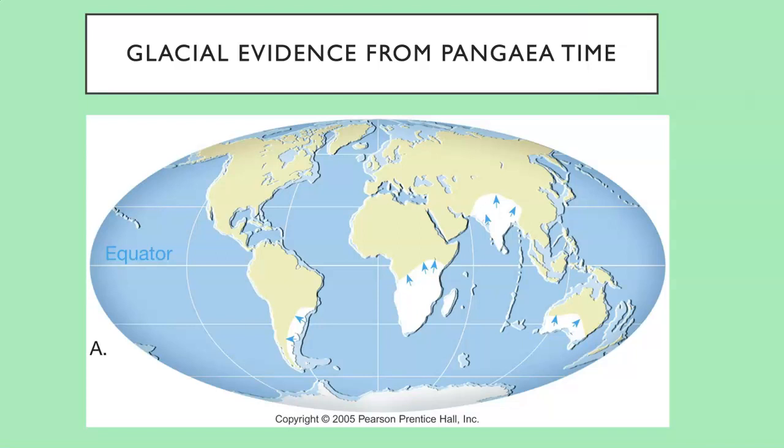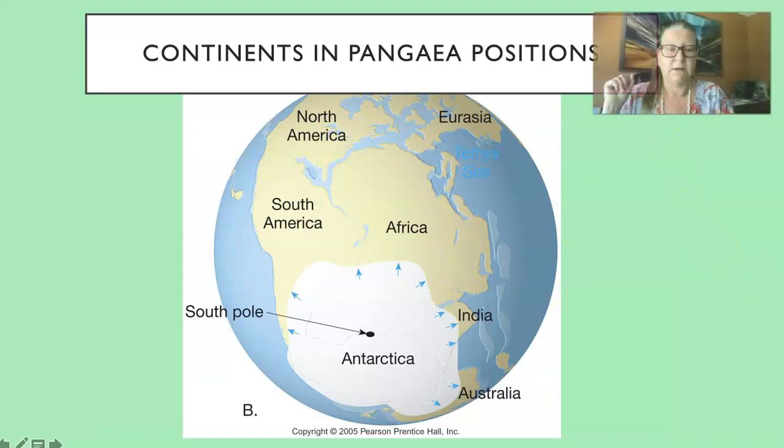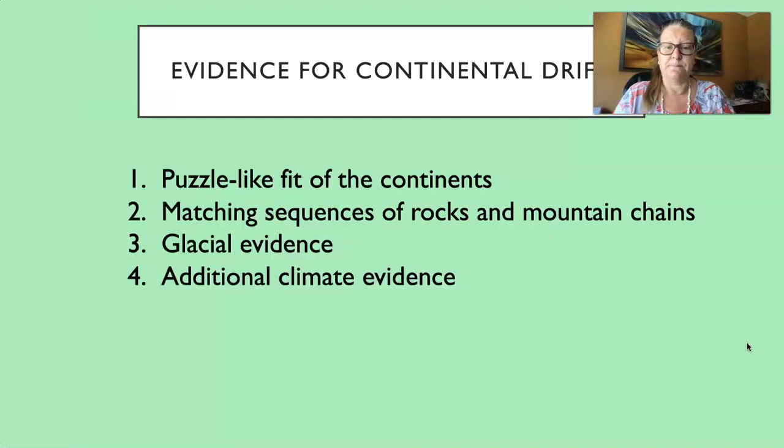However, he put the continents back into the Pangea position, and lo and behold, we have what we would expect. An ice sheet centered on the South Pole and radiating outwards as we know continental glaciers move. So this was another piece of evidence that Pangea did exist.